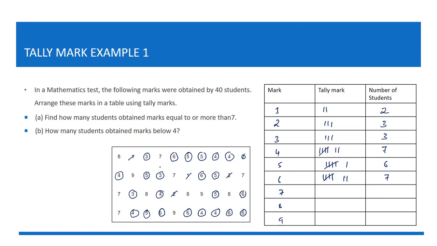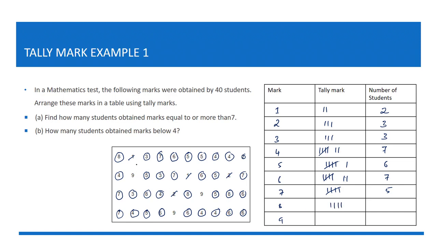Then the 7 marks. So this is 1, 2, 3, 4, 5. 5 students are there here. Then 8 marks. How many students got them? This is 1, then 2, 3, 4 students.